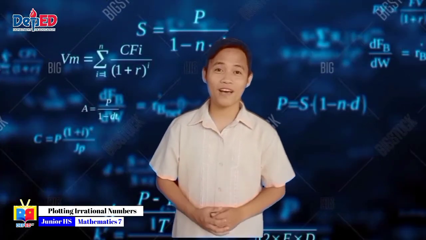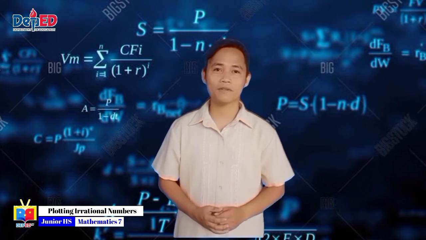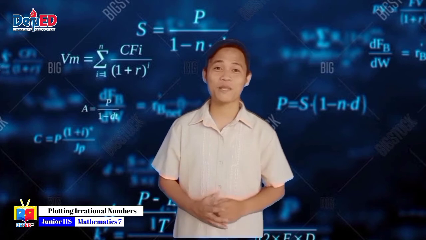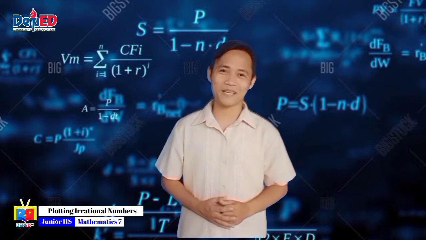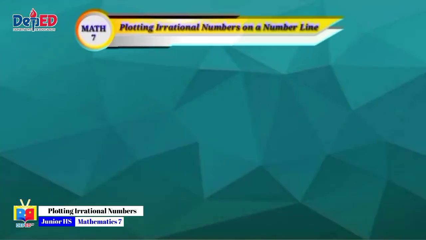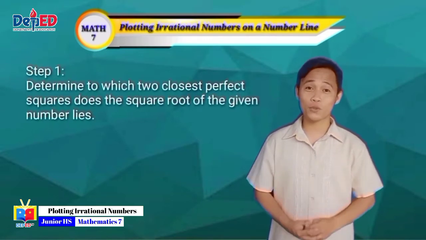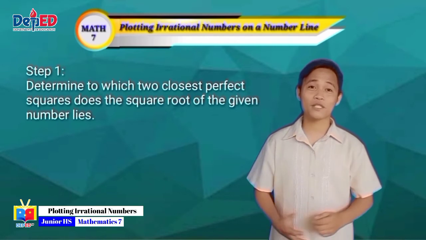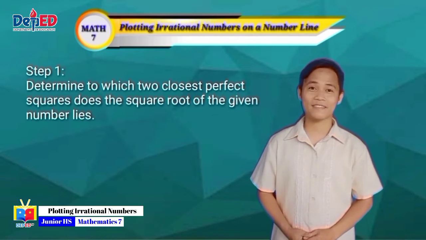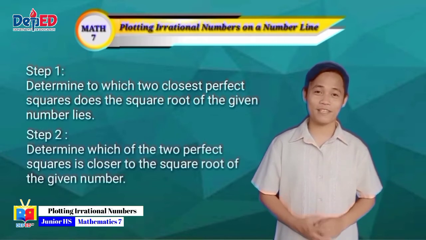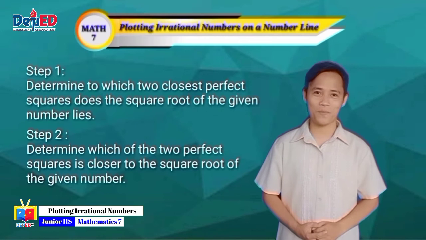If we are going to plot irrational numbers on a number line, first, we are going to estimate the square root of the given irrational numbers. We can follow these steps. Step 1. Determine to which two closest perfect squares the square root of the given number lies. Step 2. Determine which of the two perfect squares is closer to the square root of the given number.